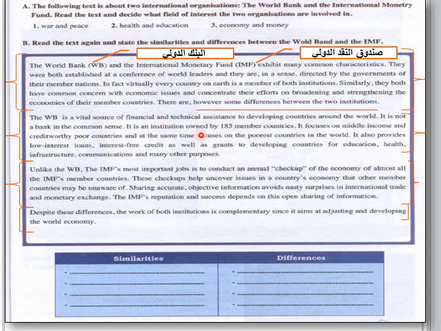It is an institution owned by 185 member countries. It focuses on middle income and credit-worthy poor countries, and at the same time focuses on the poorest countries in the world. It means its function is not to focus on developed countries like South Korea, United States, Canada. It helps emerging countries like Morocco, Tunisia, Algeria, African countries.